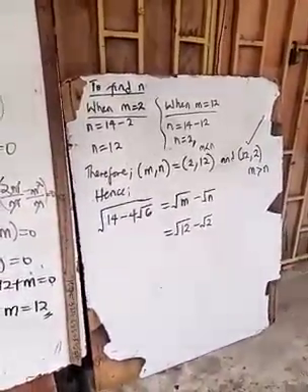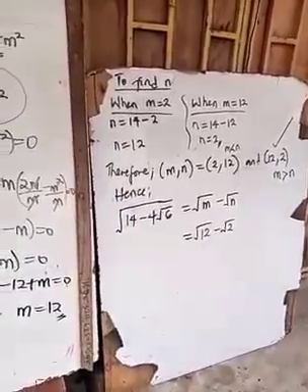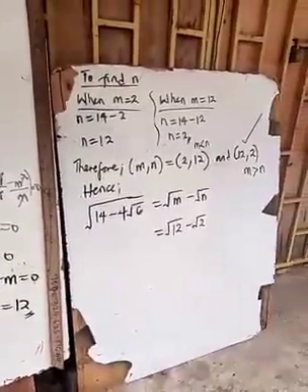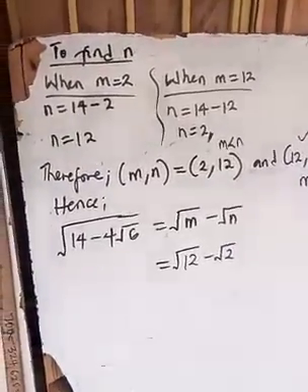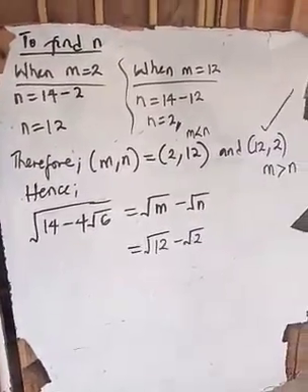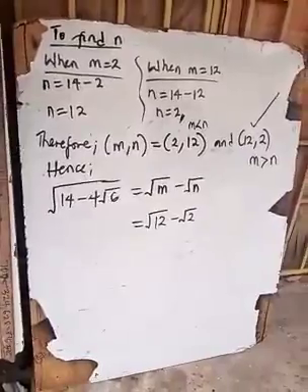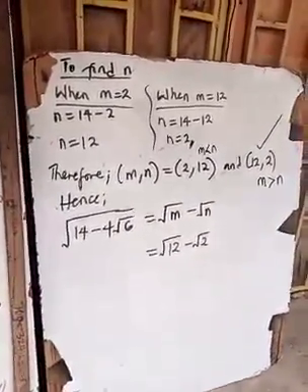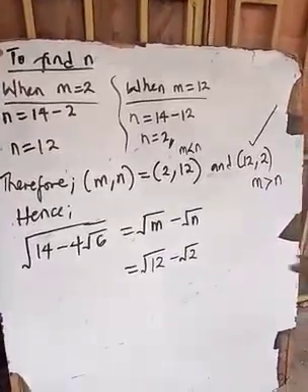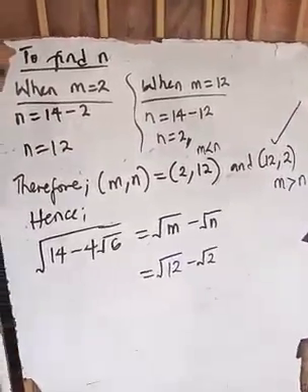So when you have a negative sign, you have to be careful. You can only get one answer because the negative sign can make your answer either positive or negative. But if it were to be positive, the answer will surely be positive. So the solution to this is square root of 12 minus square root of 2.